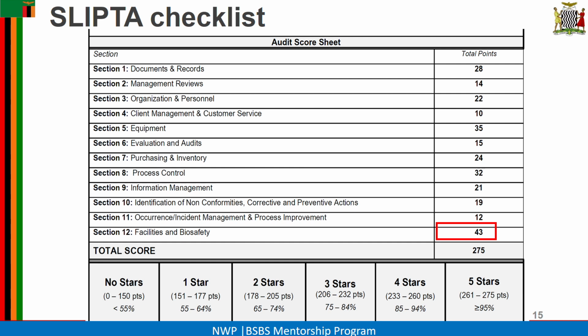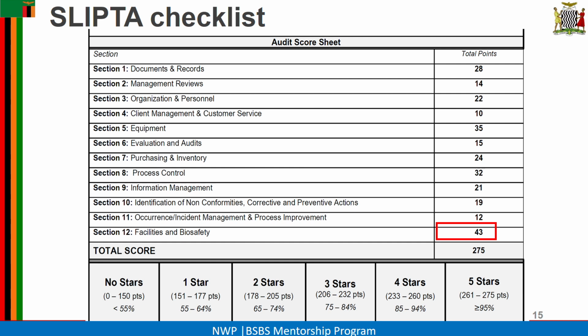It means that if you score all the 43 points in this section of this checklist, you've contributed towards scoring the total 275 points. So this checklist, you can also use it to assess at what level you are in terms of implementation. Of course, it will give you some levels in terms of starring. So it will give you stars.